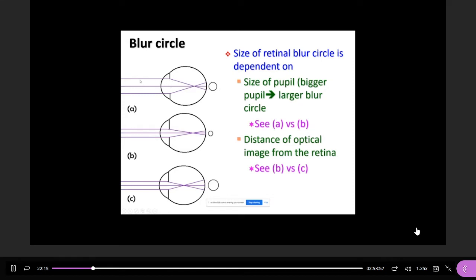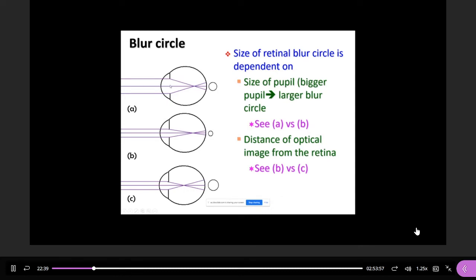For example, this patient has what? Myopia. So when the image comes from infinity, they focus in front of the retina. However, what is projected on the retina is a blur circle. So this is the size. Compared to this myopia, they have the same power, right? They have the same distance.